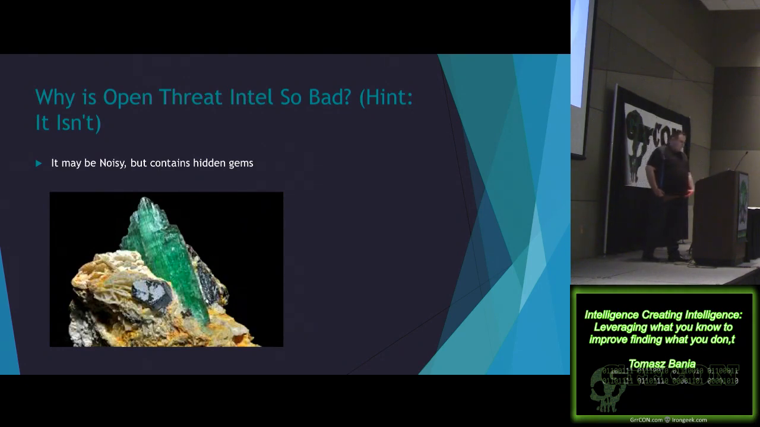So the next thing I'm going to focus on here is, why is threat intel so bad? For those of you, well, actually, let me ask this. How many of you use open source threat intel in your organization today? Pretty sizable amount. How many of you have challenges using open source threat intel in your environment today? Also pretty sizable amount. Well, the reality is, it's not actually that bad.